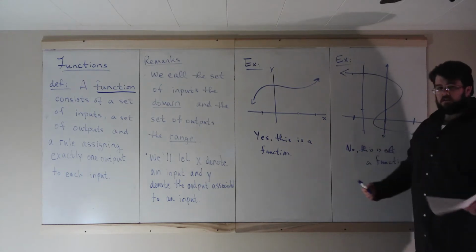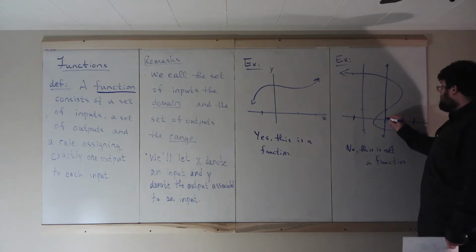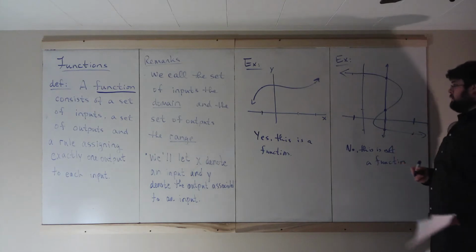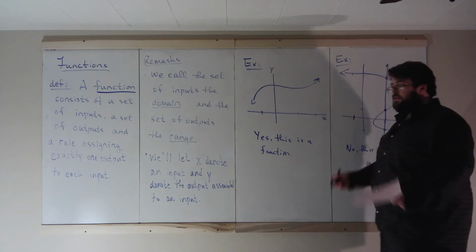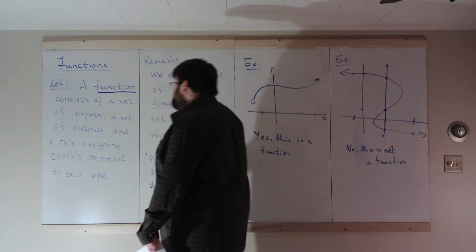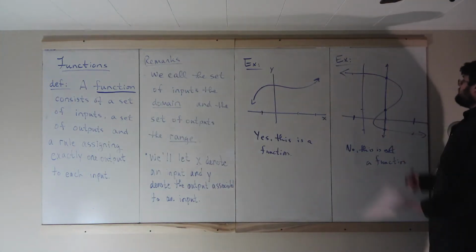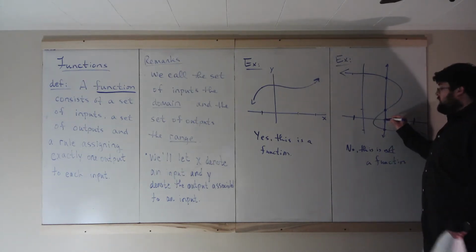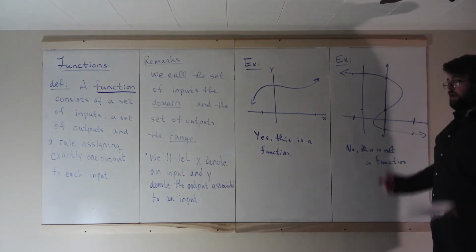And if there are multiple outputs for a given input, the vertical line that hits that x value is going to hit the graph more than once. Over here, if you take a vertical line, it's going to hit it only once. Such a phenomenon would correspond to a rule assigning exactly one output to each input. But here, we have this vertical line hitting this graph multiple times. That corresponds to a given input, a given x value, having multiple corresponding y values.